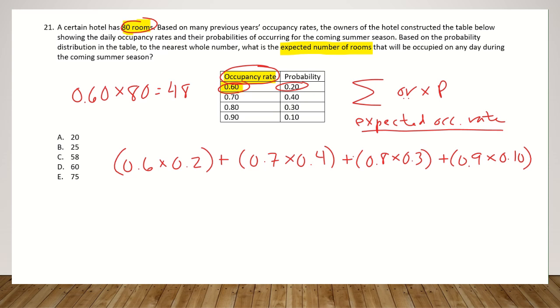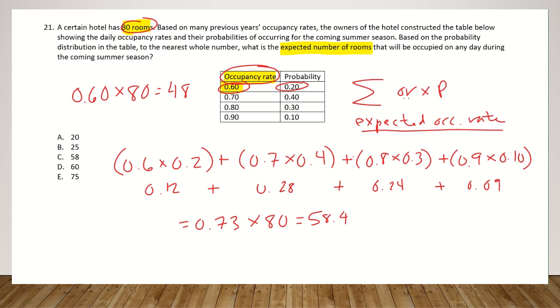Okay, so now we can multiply these together. 0.12, 0.28, just multiply all those on your calculator. And then add them all up and we get 0.73. So we have a 73% expected occupancy rate. So we're going to multiply that by the number of rooms to get the total number of expected rooms, and that's 58.4. But of course we're talking about whole hotel rooms, so we need to round to the nearest whole number, and that's 58.